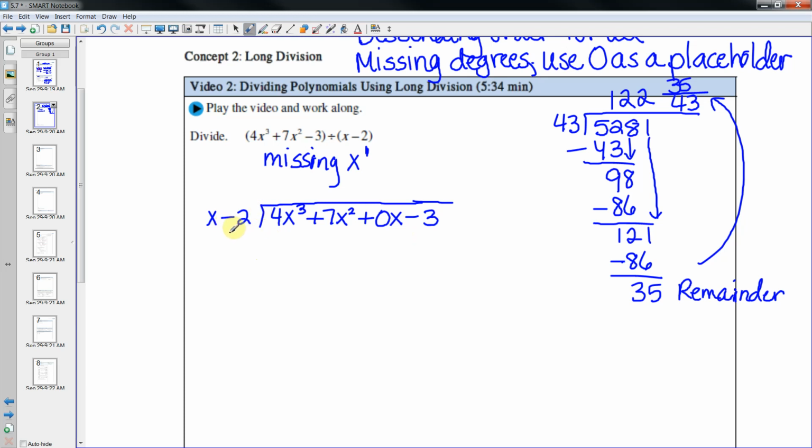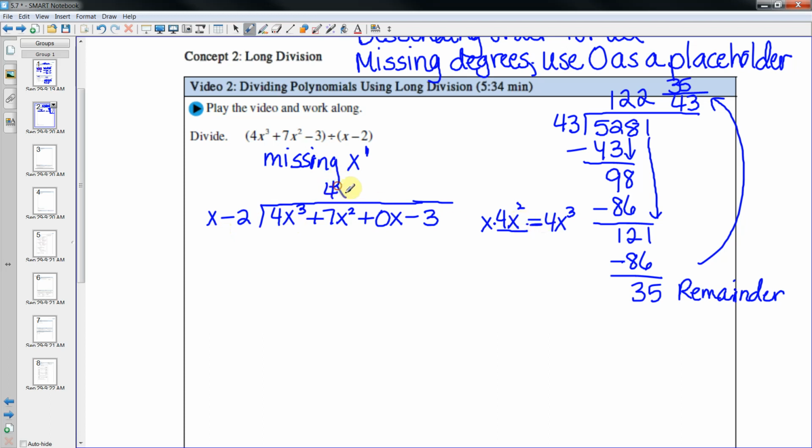Okay, now let's follow. This time we're just looking at really x into each of these as we go, like we did 43 into 52. So x goes into 4x cubed. Well, I like to think of it this way. X times what equals 4x cubed? Well, to get x to be an x cubed, I'd have to multiply by x squared, and to get a 4 into that, I'd have to multiply by 4. So x times 4x squared equals 4x cubed. So x goes into 4x cubed, 4x squared times.